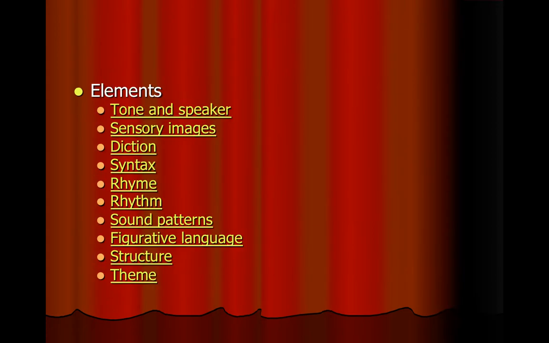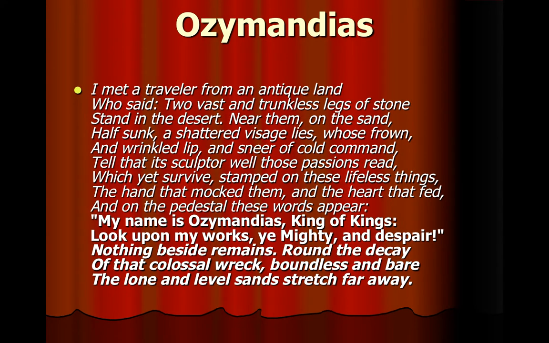So let's look back at the poem and say, okay, I met a traveler who said, two vast and trunkless legs of stone stand in the desert. So the speaker is retelling a story of someone who traveled in the desert, who saw this statue. And so it's in a way twice removed from the actual statue. And what is this statue? Well, it's a statue of Ozymandias, but it's not a statue anymore. It's trunkless legs of stone.